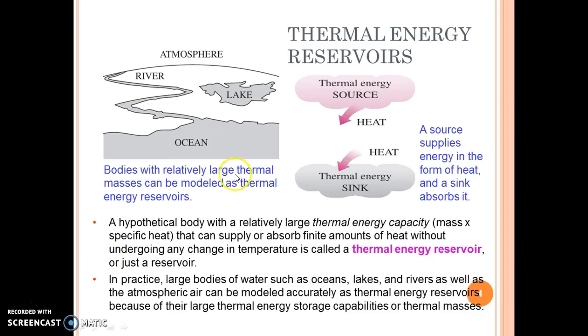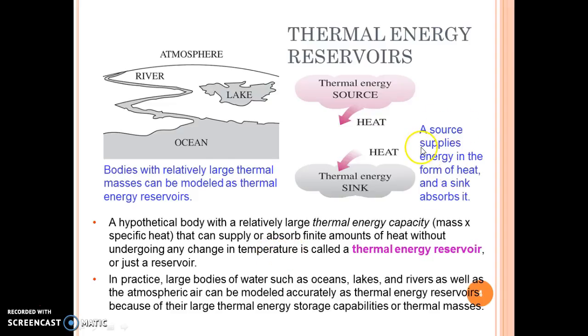Now, before we go into refrigeration, there are certain basics we need to clear. This is what you've learned in your thermodynamics, which is a thermal energy reservoir. These are bodies that have large thermal masses. Bodies with large thermal masses can be modeled as thermal energy reservoirs, which is a hypothetical body that has a large thermal energy capacity. They can supply or absorb large amounts of heat without any change in temperature, which is most crucial.